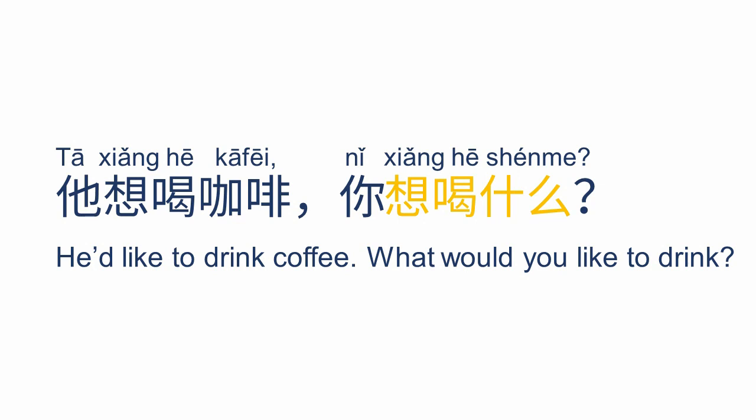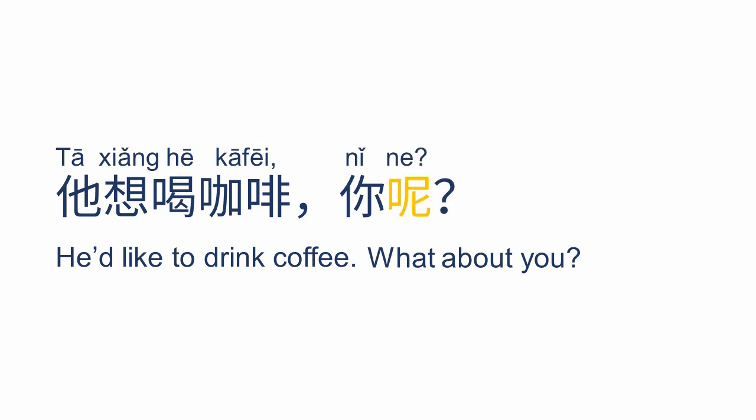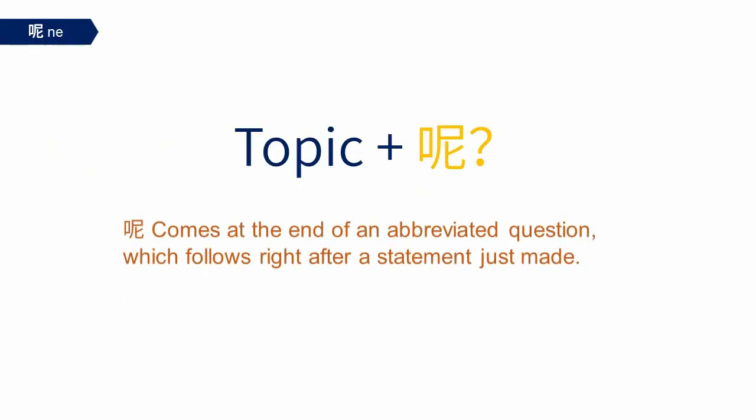Actually, we can ask it in a much simpler way. Like, what about you? In Chinese, it's 你呢? It's just as English we might say, and you? What about you? Or how about you? So, 呢 comes at the end of an abbreviated question, which follows right after a statement just made.